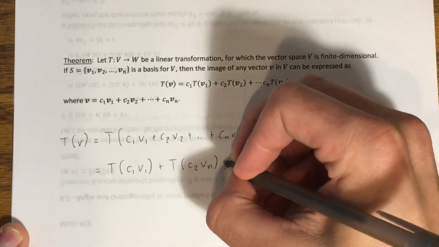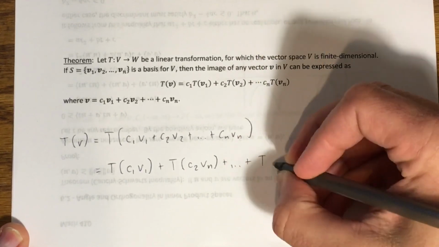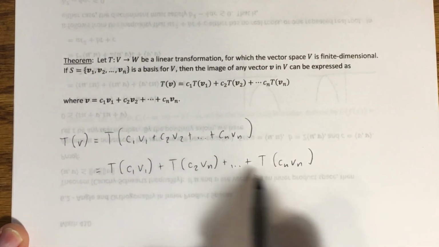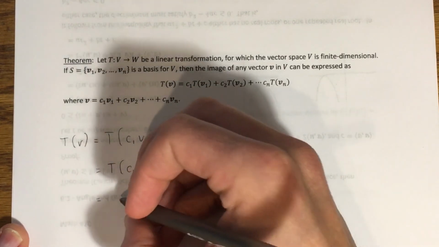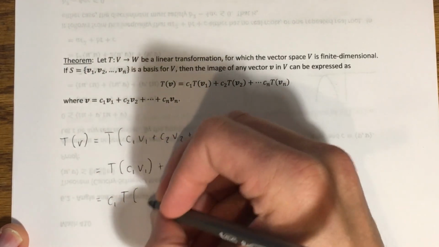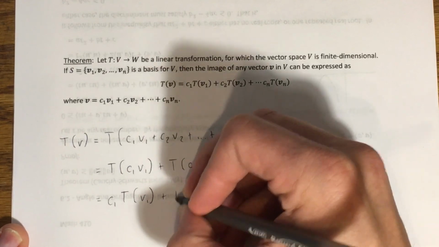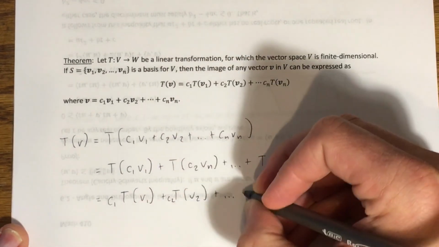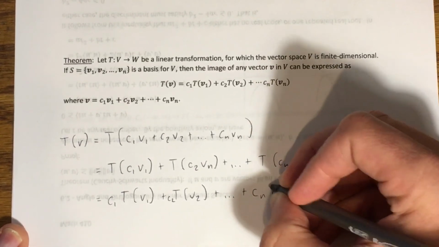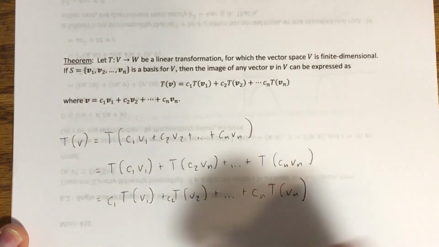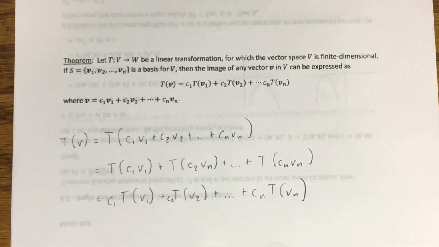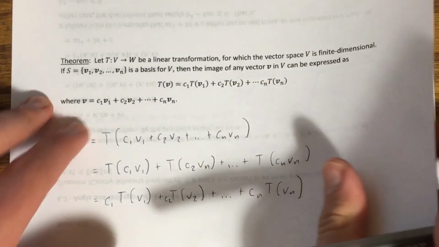This is just repeated uses of that additive property, right? Then each of these c's are scalars, so by my homogeneity property, they can all be brought out of each one of those terms there, like this. That gives me that result right away. Okay, so that's a really important result, and I'm going to use the next example to illustrate why.